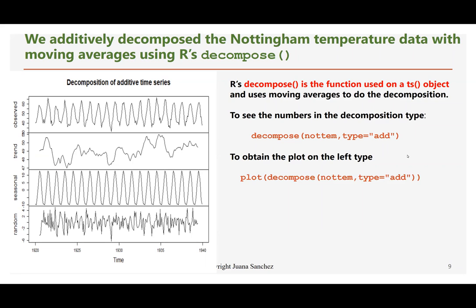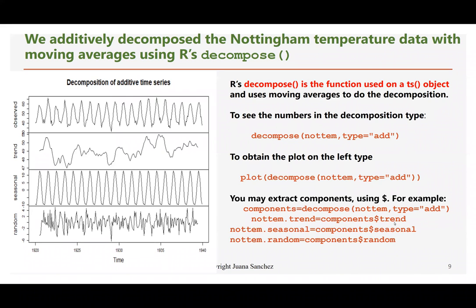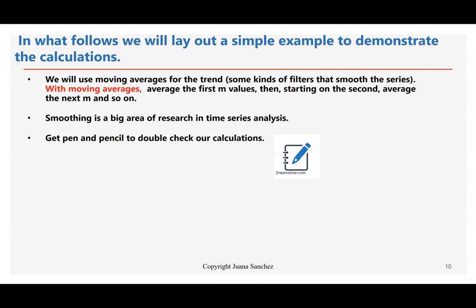To obtain the plot on the left, we type plot decompose NOTTEM. The default is additive decomposition, so if you omit the type, it doesn't matter. You may extract components using the $ sign. So let's make an object called components, a list that contains all the components of the temperature data set. And then we extract the trend, we extract the seasonal, and those are separate time series that we can work with.